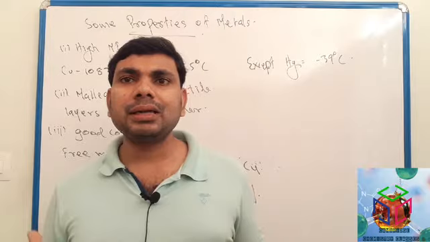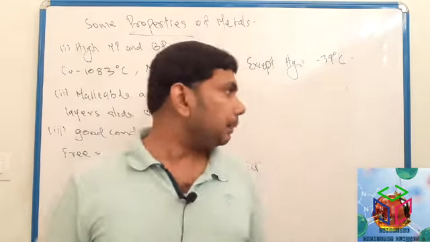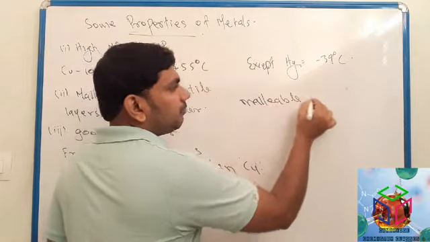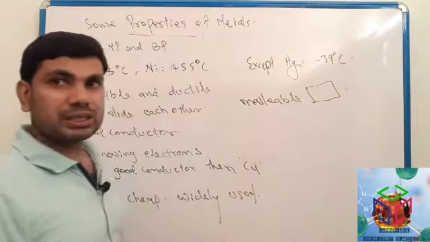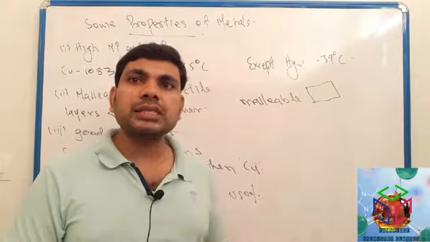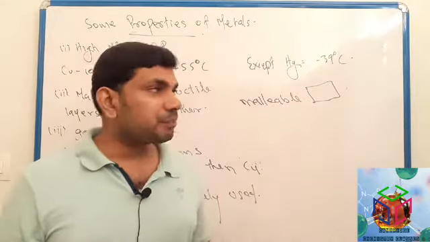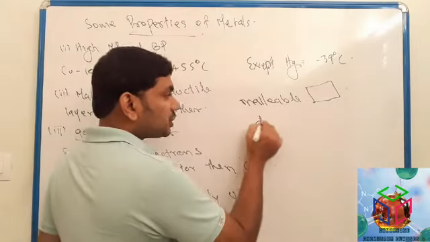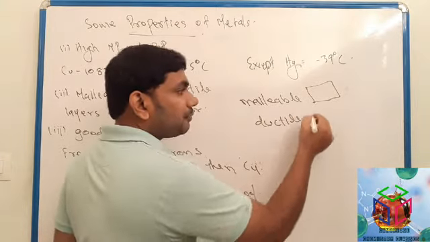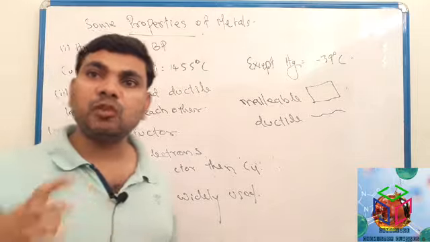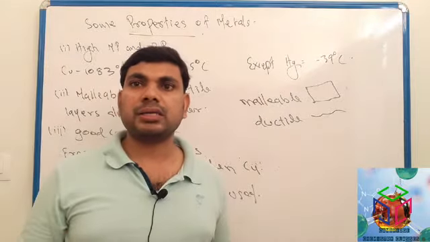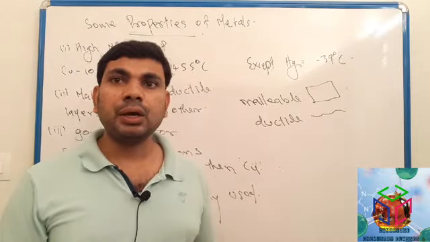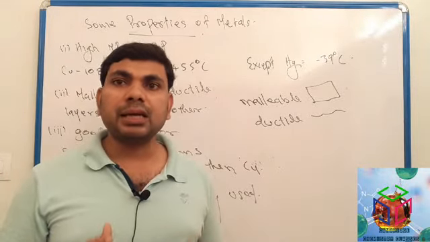Next we have to discuss that metals are malleable and ductile. What do you mean by malleable? Malleable means metal can change to a metal sheet by applying high force. That is, metals are malleable. Also, metals are ductile. By applying force, metals can change to thin wire, metal wire, copper wire, silver wire. So metal can change to thin wire, that is ductile. So metals are malleable and ductile.